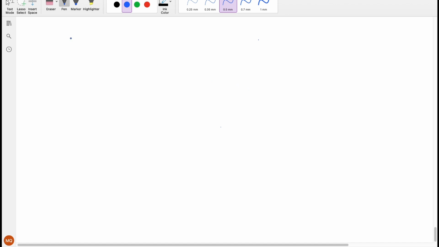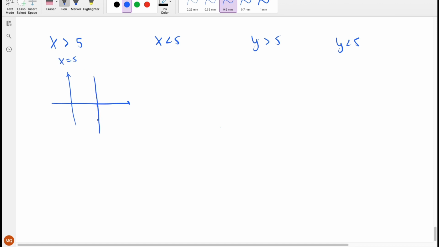Okay, now let's look at how to find the solution area for an inequality. Let's start from a simple one: x greater than any constant, for example 5, x less than 5, y greater than 5, and y less than 5. Actually, you can find them by writing them in Desmos, and it will show you a graph, but let's learn it. First, you have to find x is equal to 5, so it is just a line parallel to the y-axis. And because you say greater than 5, you have to take this part.